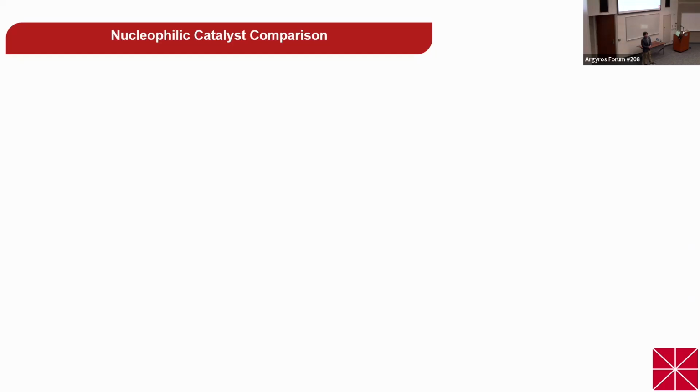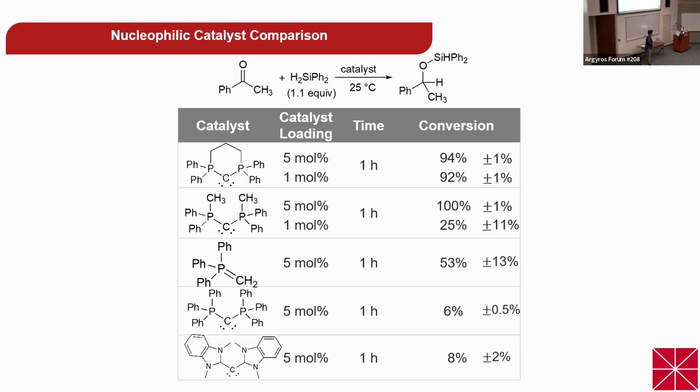For our nucleophilic catalyst comparison, we tested using acetophenone and diphenylsilane, both found to be very effective in this reaction through our substrate scopes. We used a slight excess of 1.1 equivalents, and these reactions were run varying the catalyst structure at both 5 and 1 mol%. For the catalyst structures, we tested at 5% for all of them, using a cyclic carbodiphosphorane, an acyclic form of our catalyst, a single ylid form, a double ylid form, and a nitrogen-containing catalyst that mimics our double ylid.